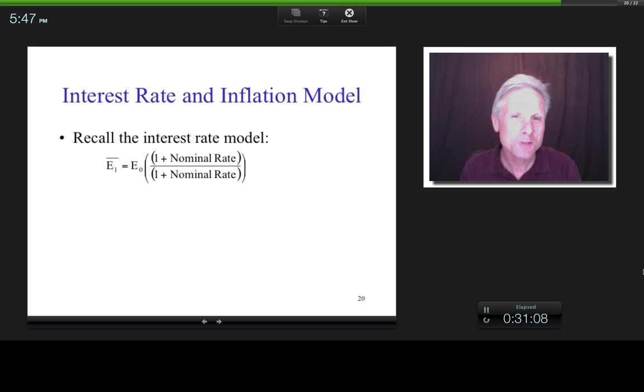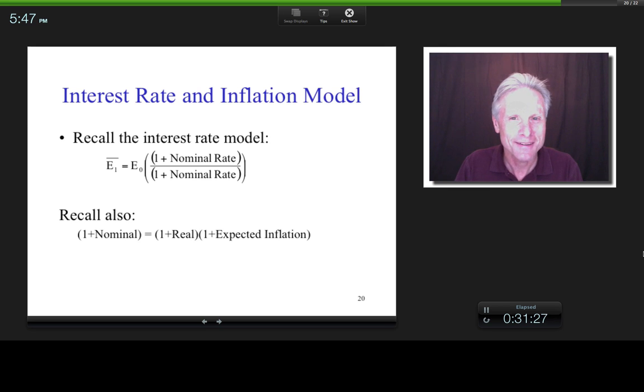So I've told you all along that the interest rate model and the inflation model are conceptually identical, which they are. I also want to show it to you mathematically. If you recall the interest rate model, there's the equation for that. And we also know from the previous lecture that the nominal rate is approximately real plus expected inflation, and there's the exact equation there: 1 plus the nominal equals 1 plus the real times 1 plus expected inflation. So if I wanted to, could I substitute all of this up into here? I could, right? And guess what? I want to.